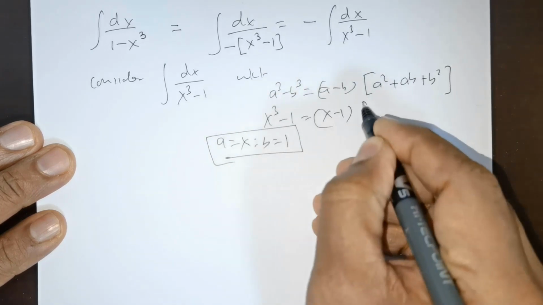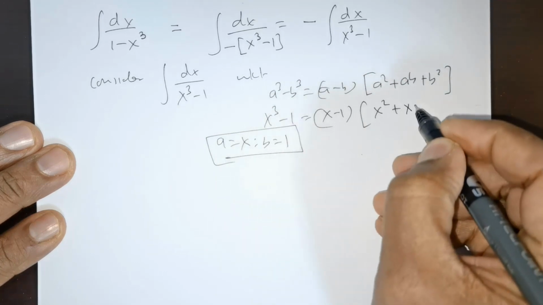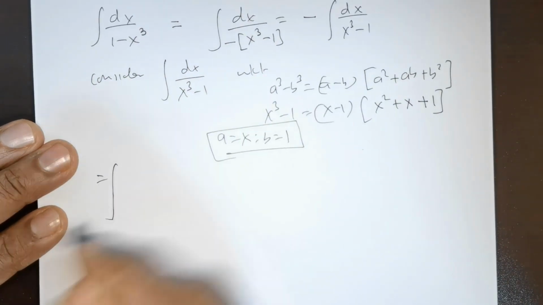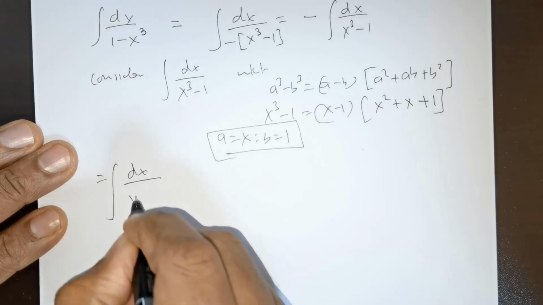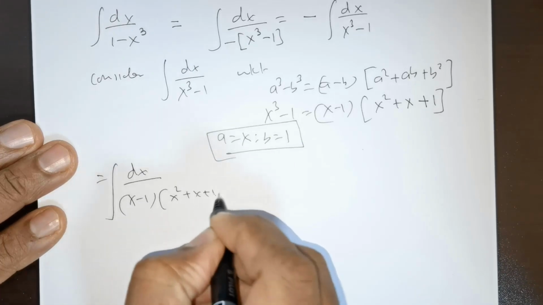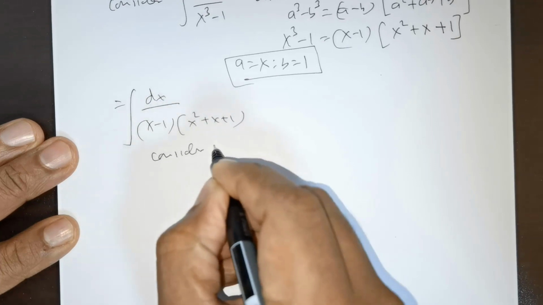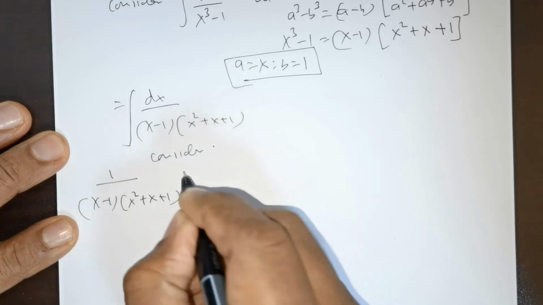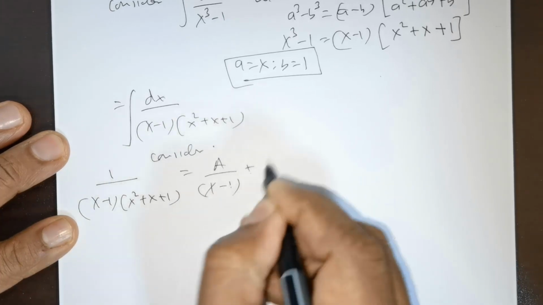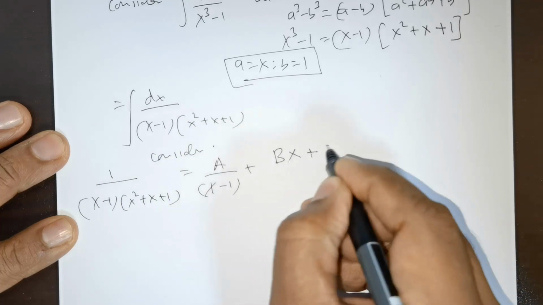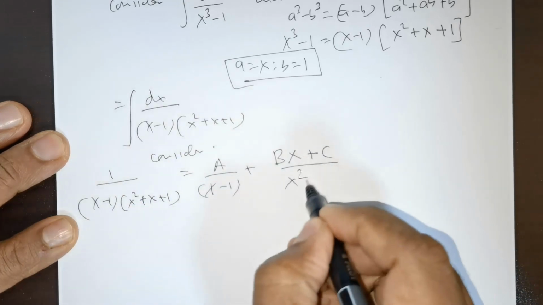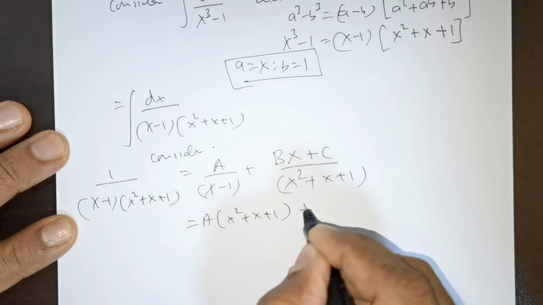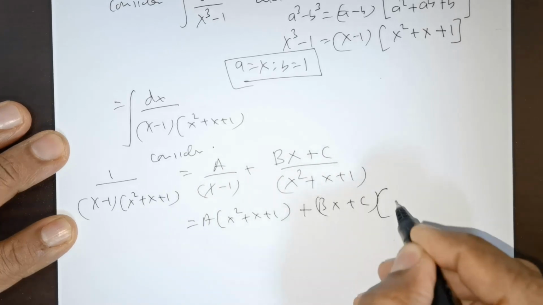This is going to be x minus 1 times x squared plus x times 1 plus 1. So you take this and you substitute it here. So this is equal to integral dx over x minus 1 times x squared plus x plus 1. I would now consider 1 over x minus 1 times x squared plus x plus 1. So I'll rewrite this as a over x minus 1 plus bx plus c over x squared plus x plus 1, because the degree is 2. You cross multiply, you get a times x squared plus x plus 1 plus bx plus c times x minus 1.